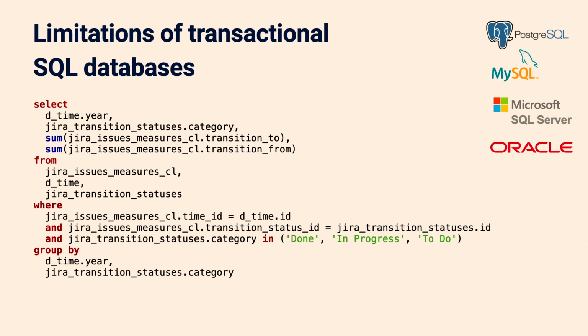This is an example of a typical reporting query where you want to aggregate some measured data, like here these workload transitions, and then group them by some dimensions, like by time or status category. This is one example that I looked at from our cloud instance, where there were some 1 million issues, which generated about 15 million records in the measures table.